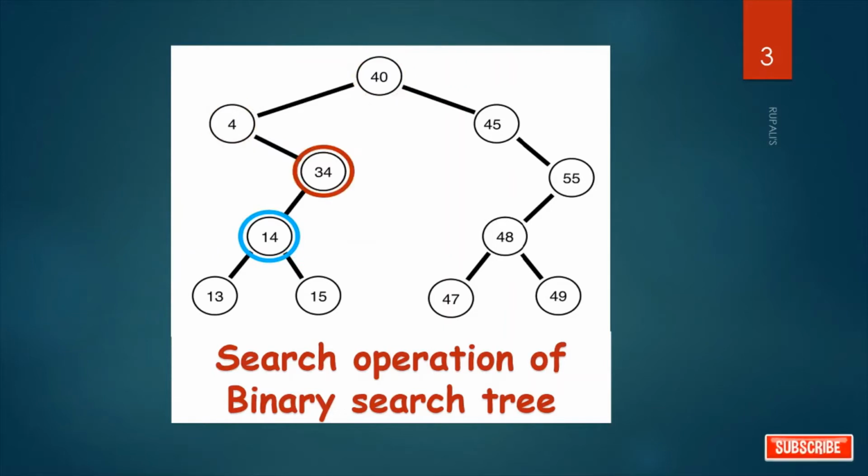Searching means finding or locating some specific element or node within a data structure. However, searching for some specific node in binary search tree is pretty easy due to the fact that elements in binary search tree are stored in a particular order. So today we will learn how to search a particular element from a binary search tree.